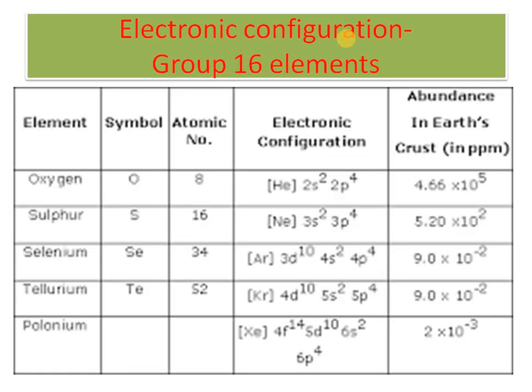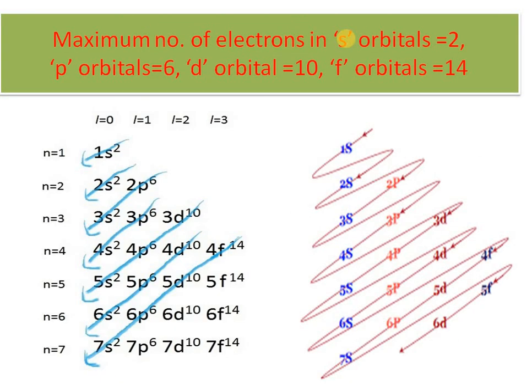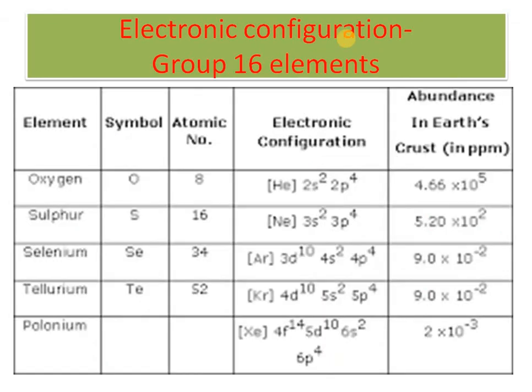Let us take the example of oxygen. Oxygen has atomic number 8. If you see from here, first 1s2 will be filled, then 2s2, then 2p. So total 2 plus 2, 4, and 4 plus 4, 8. So it must be 2p4 now. See here, so this is 2p4.